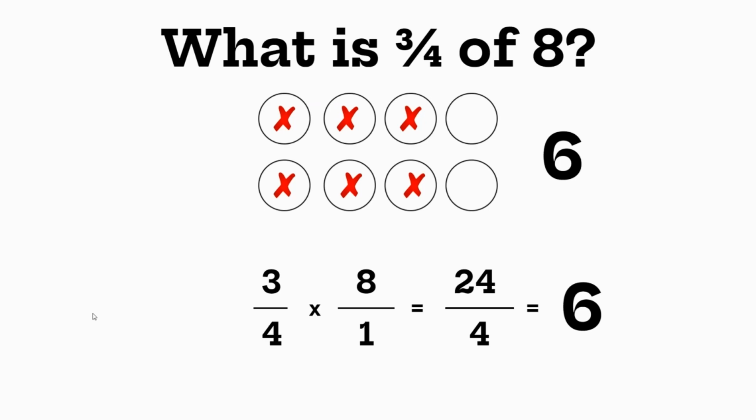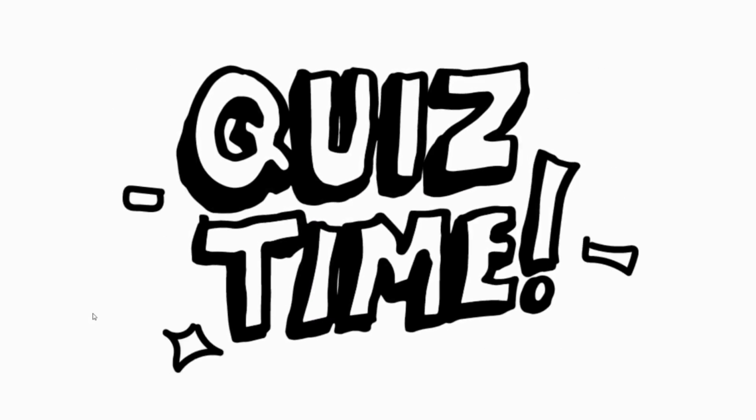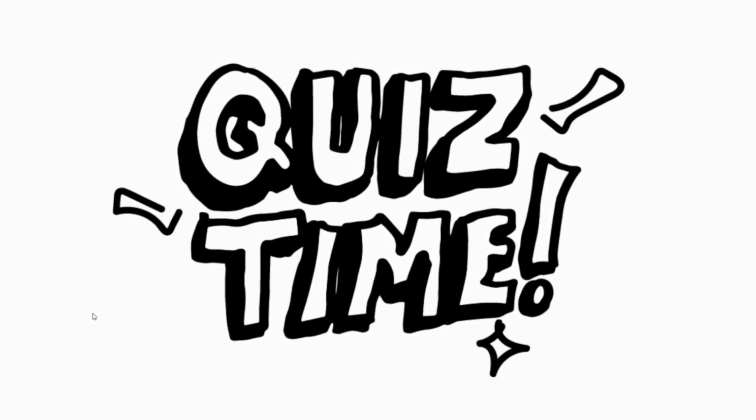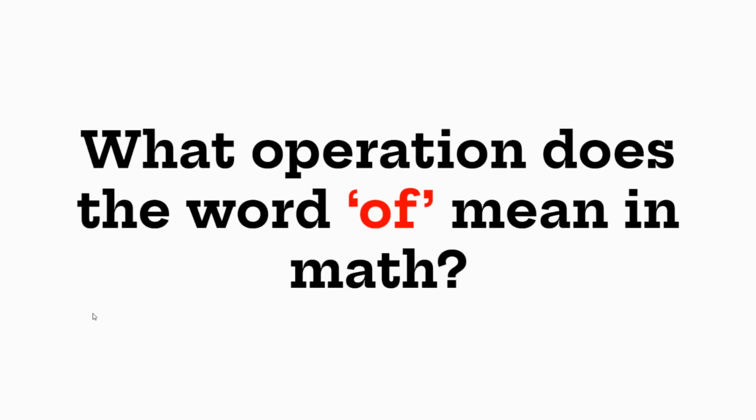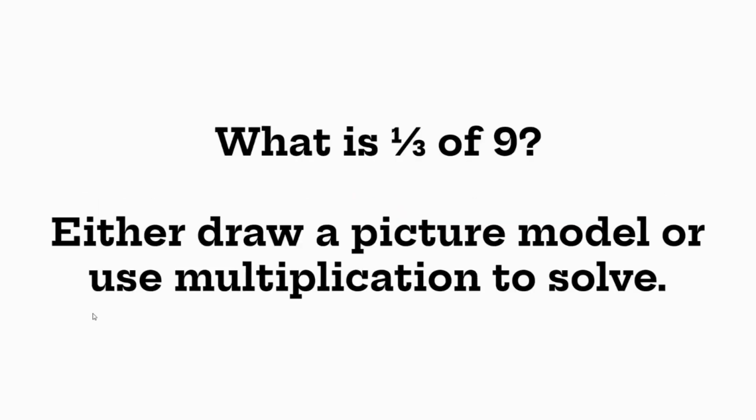And now it's time to test your knowledge. First thing is, what operation does the word of mean in math? I hope you remember. And it means multiply. And then what I'd like you to do is solve this problem. What is 1/3 of 9? So either draw a picture model or you can use the multiplication method to solve this. I don't really care which one you do.